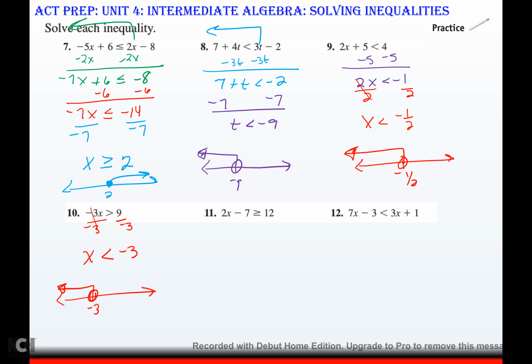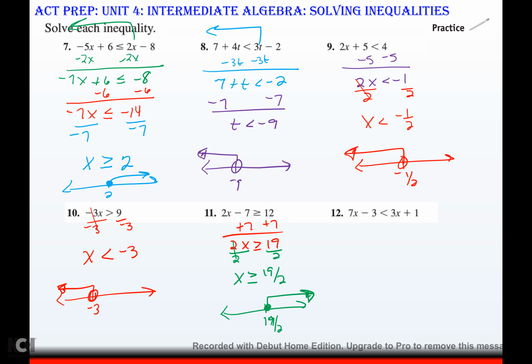Okay, 11, to get x alone, I'm going to add 7. That gives me 2x greater than or equal to 19. To get rid of multiplying by 2, I'm going to divide by 2, and I get x is greater than or equal to 19/2, or 9.5, whatever that turns out to be. So I can include 19/2. That's actually a solution. So a closed circle to include it, and anything bigger will also be solutions.